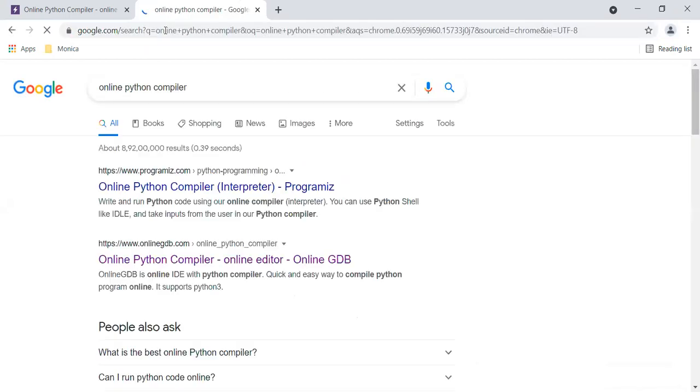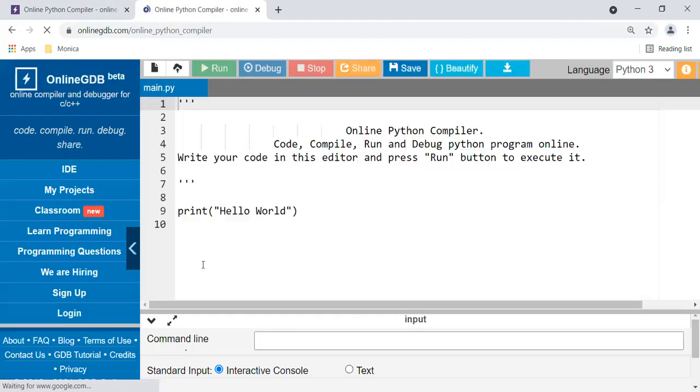Hi, today we are going to learn how to find square and square root of a number in Python. You might have already guessed how to find square of a number and might be guessing how to find square root. So let's see how to find. First we'll open Python compiler.